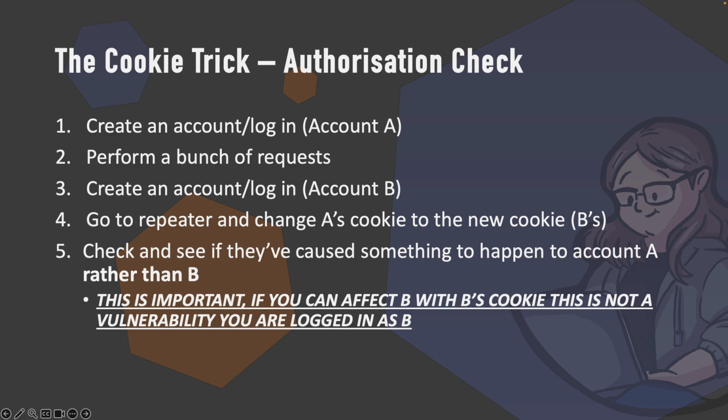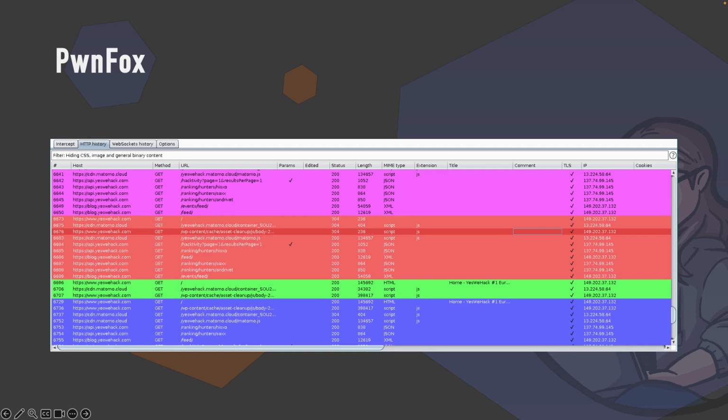Essentially, we're taking a request made by user A, changing it to use user B's cookies and seeing if it still works. The really easy way to do this is by using a tool called PwnFox. I have a full video on PwnFox coming up, so if you want to see this in use and how to set it up, I really recommend it. It's essentially the idea of Firefox containers, but it automatically colors the requests in Burp. So anything you do with account A will be colored in pink, anything with account B will be colored in green, and you can very quickly see whether or not it's breaking the authorization.